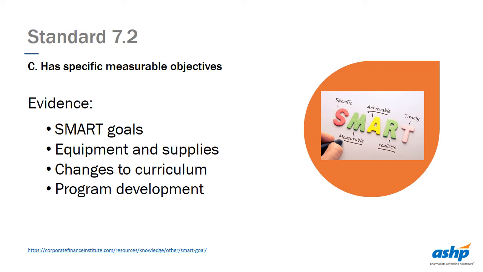Standard 7.2c necessitates that the strategic plan includes specific and measurable goals which can be achieved by writing SMART goals, which were previously mentioned in this presentation. These goals could include equipment, such as technology for the simulation lab or supplies needed for the program, or any changes to the curriculum.